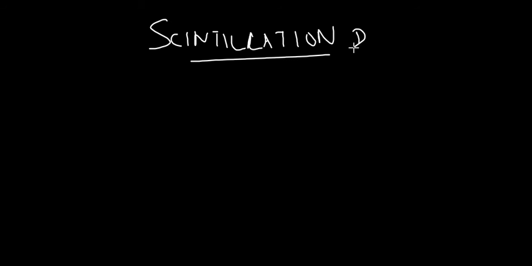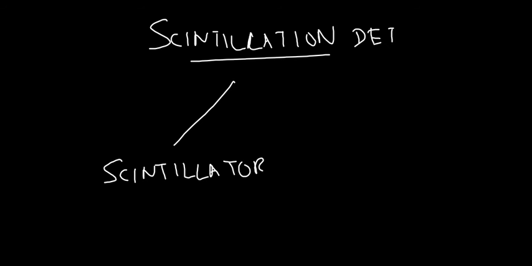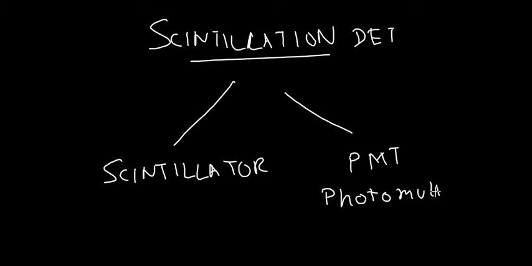Now we will move on to our scintillation detector. The scintillation detector actually consists of two parts. The first part is called the scintillator, and the second part is called the PMT. PMT is very popularly called a photomultiplier tube. So these two put together, you call it a scintillation detector.